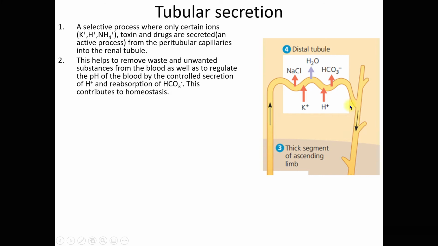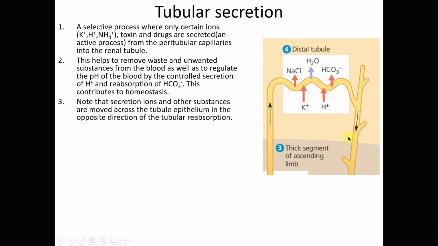So this helps to remove waste and unwanted substances from the blood, as well as to regulate the pH of the blood by the controlled secretion of hydrogen ions and reabsorption of the carbonate ions. This contributes to homeostasis. Now, please take note that the secreted ions and other substances are moved across the tubule epithelium in the opposite direction of tubular reabsorption. Mainly this tubular secretion occurs in the region of the distal convoluted tubules.